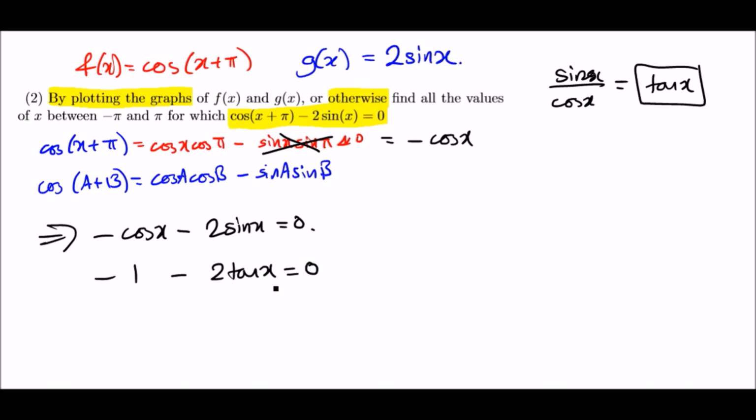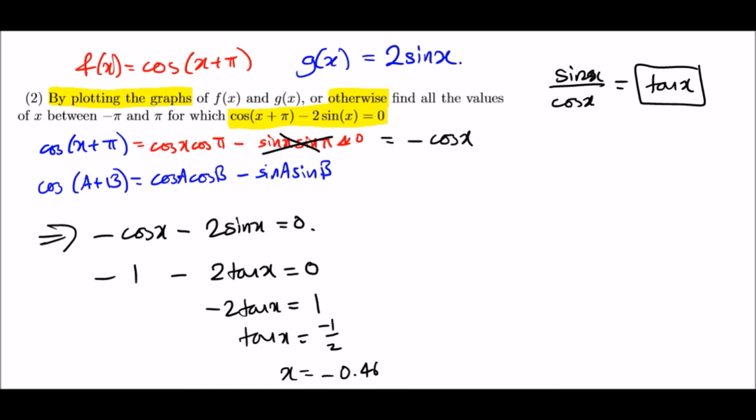Now let's make 2 tan x the subject. So add 1 across, and we'll have minus 2 tan x equals 1. Then divide by minus 2, and you're going to have tan x equals minus half. Easy. Now, what could we do with this minus half? We can find the tan inverse of minus half. In radian mode, because we're solving in radians, you'll get a value of minus 0.46 radians.